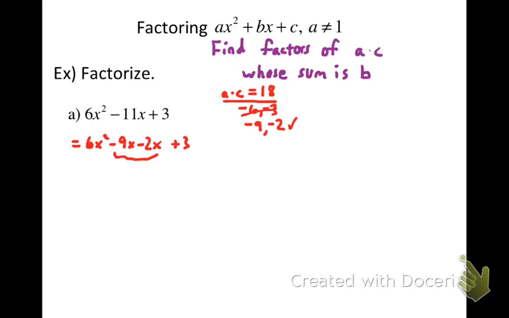So I've not changed the value of the expression at all. I've just made it look a little bit different. And it's going to be beneficial to me to have made it look different like that. Now how do I proceed from there? Well, here's where the factoring by grouping that I mentioned comes into play.